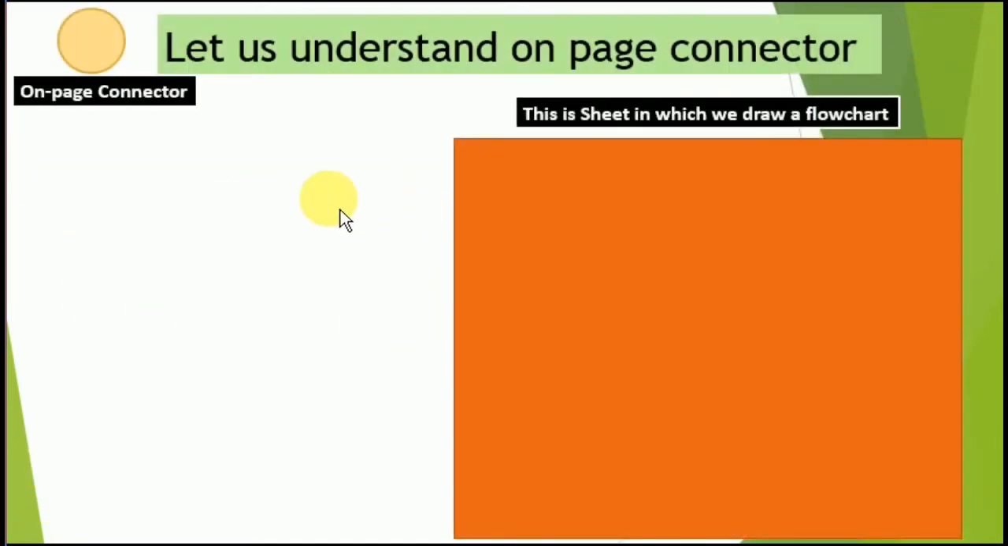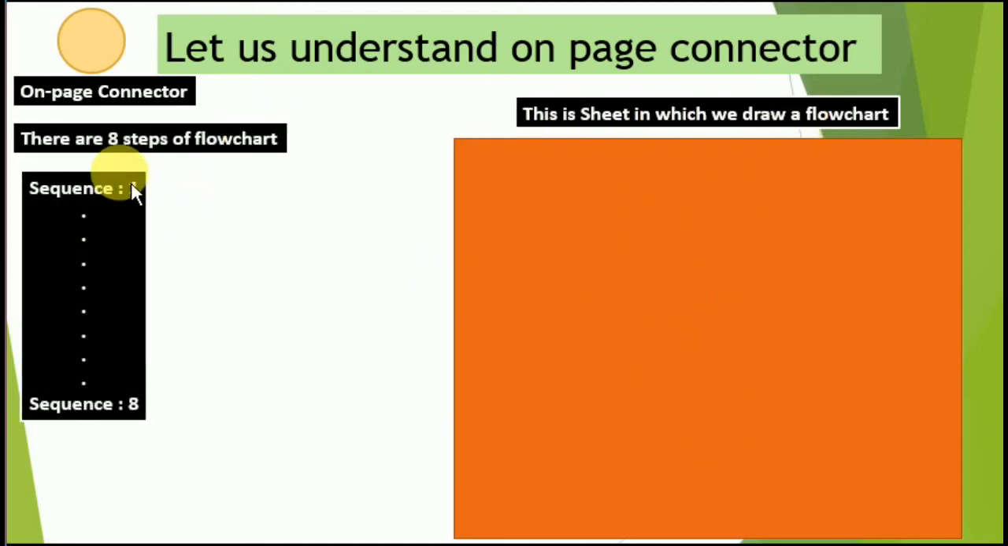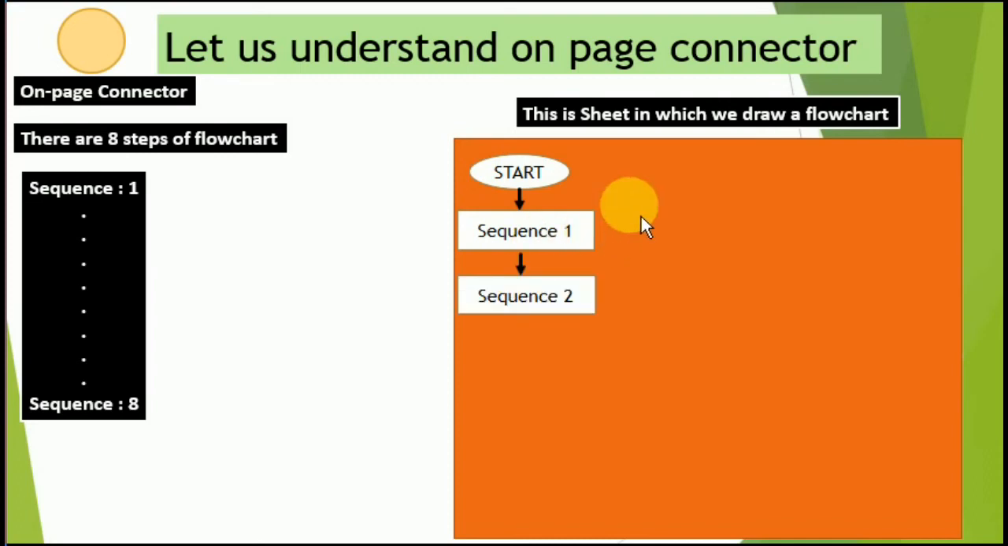Now the first example is for the on page connector. This is our sheet, one sheet, and on this sheet we are going to draw a flowchart. What is the example? We have 8 steps in a flowchart. Sequence 1, 2, 3, whatever sequence there is. I'm just taking an example, and you have to draw a flowchart. So we start with the flowchart. Start, sequence 1, sequence 2, sequence 3, and sequence 4.